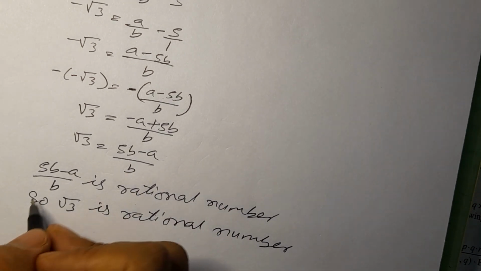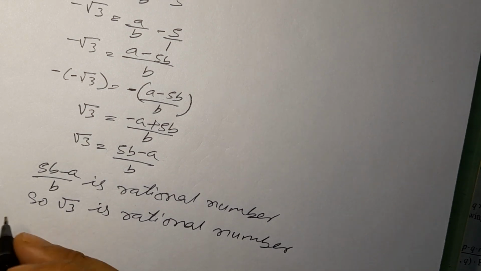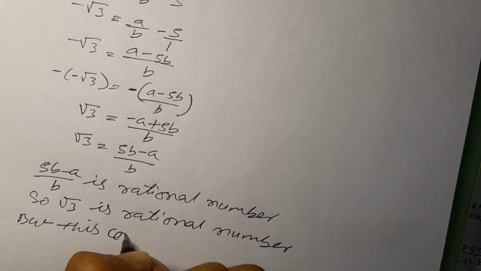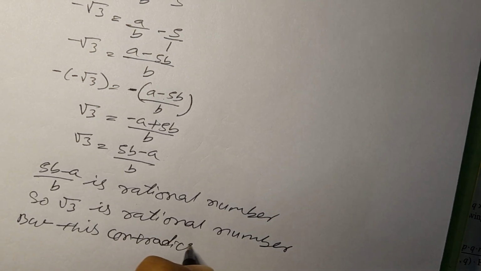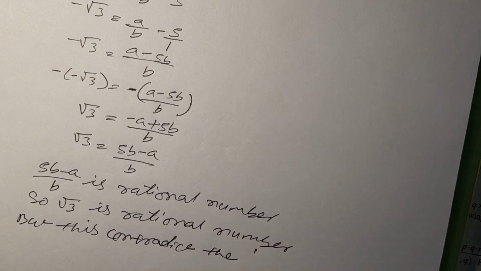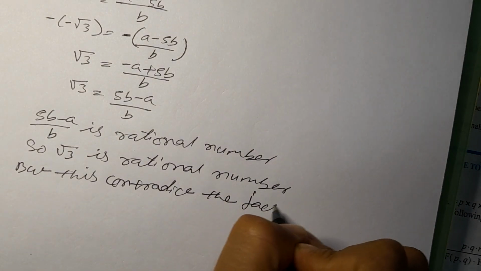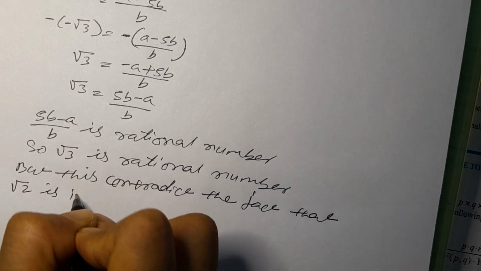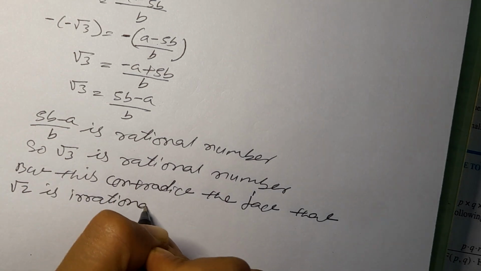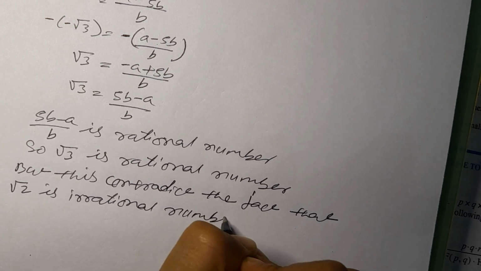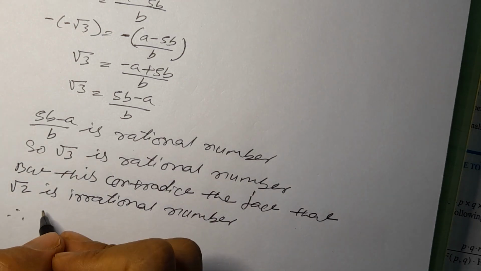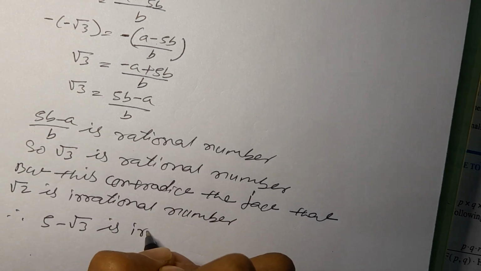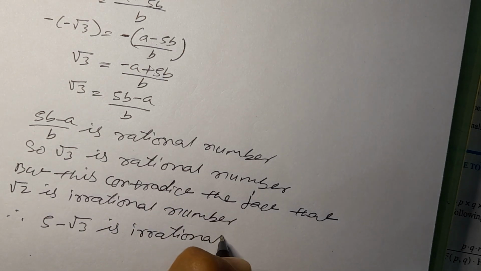So, but this contradicts the fact that root 3 is an irrational number. Therefore, 5 minus root 3 is an irrational number.